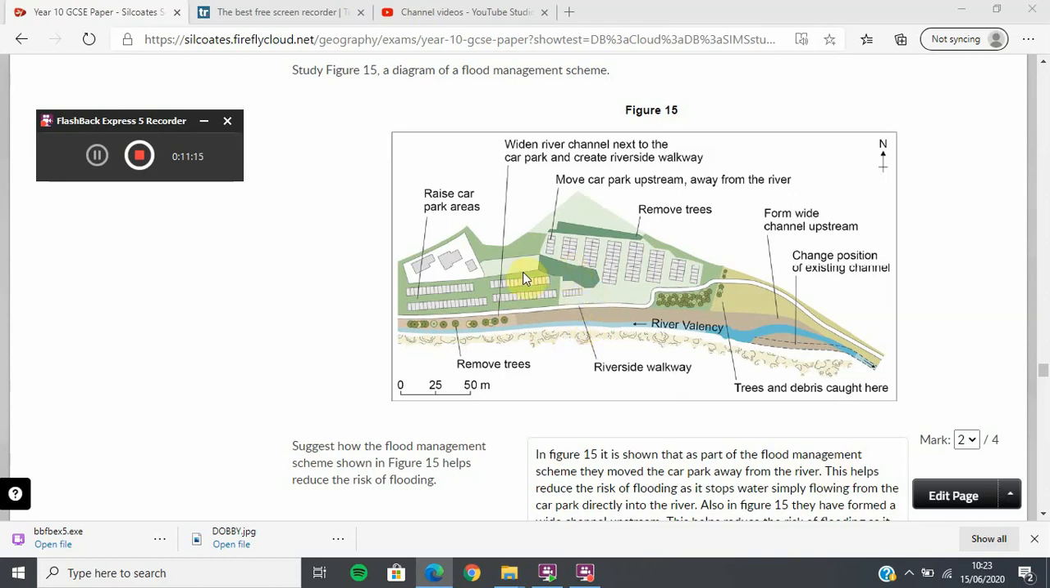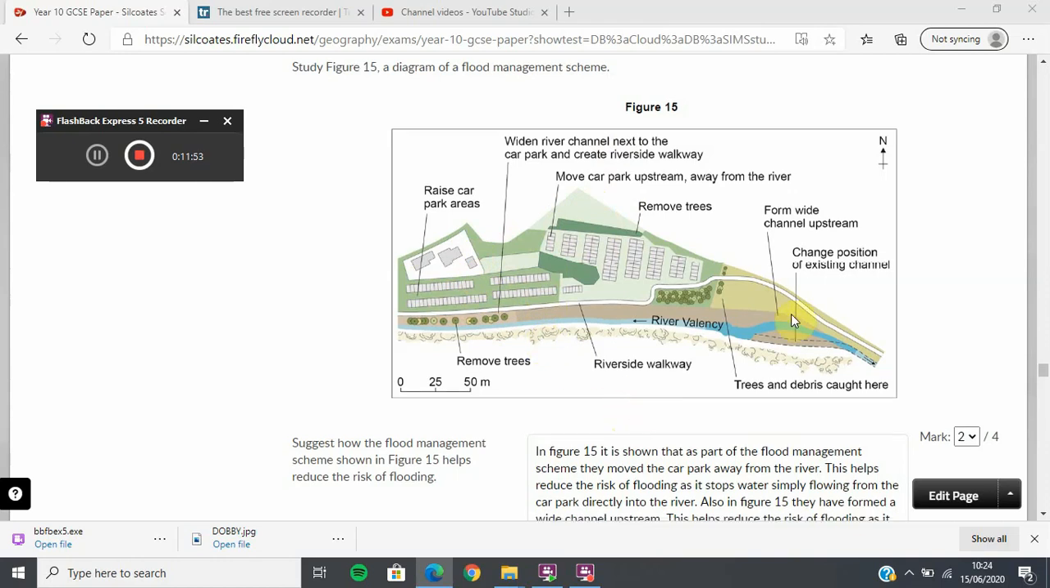Where have we got then? So we've got the raising of the car parks. Lots about car parks here, isn't it? By raising the car parks, you're kind of creating a deeper channel. It's a bit like a levee, where the water can now flow, and if it does overflow, it's not going to wash the cars away. It's not going to cause any damage. So it's almost like a wall to protect against the river causing any damage. And you've got the same here with moving the car park upstream away from the river. So they're the key ideas that we need to be discussing.